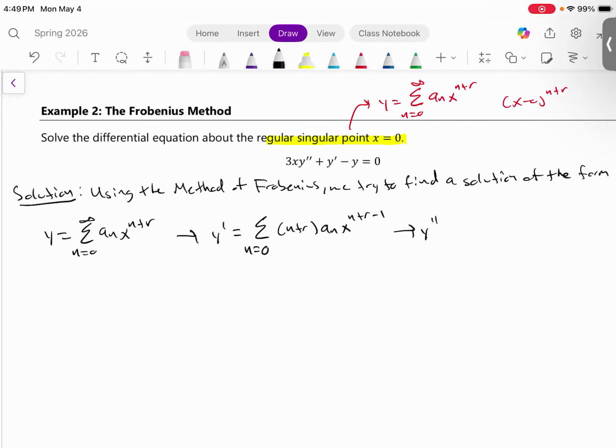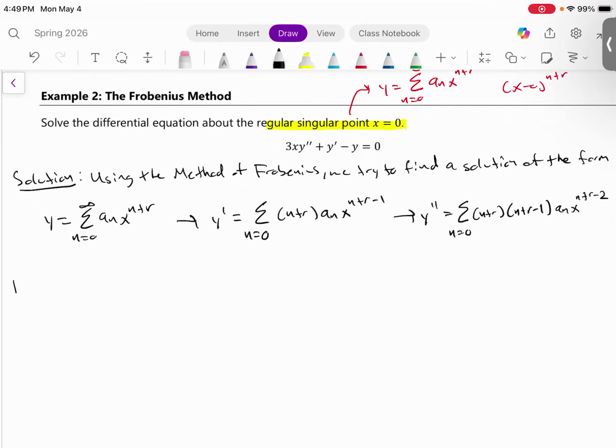And we need a second derivative. And same thing, the index doesn't shift here. It's n plus r times n plus r minus 1, a sub n, x to the n plus r minus 2. The index being the same helps us out quite a bit in the solution process, but just be careful with that. The index doesn't shift here. So let's go ahead and plug y prime, y double prime into the differential equation.